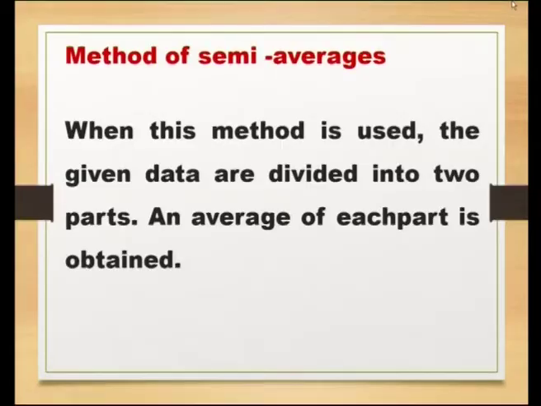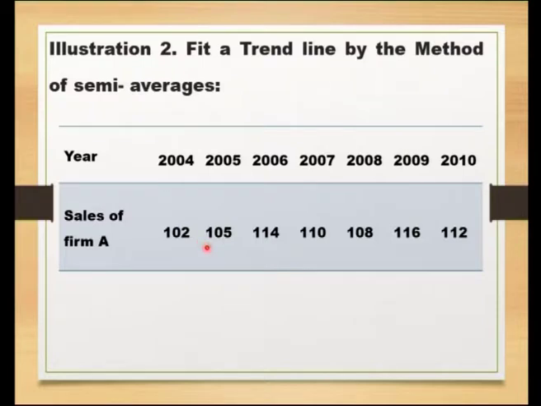In this session, some more illustrations will be done to calculate a secular trend by the method of semi-averages and method of least squares. First of all, method of semi-averages. When this method is used, the given data is divided into 2 parts, that is what is called semi-averages. After the data has been divided into 2 parts, for each part the average is calculated. We shall see an example.